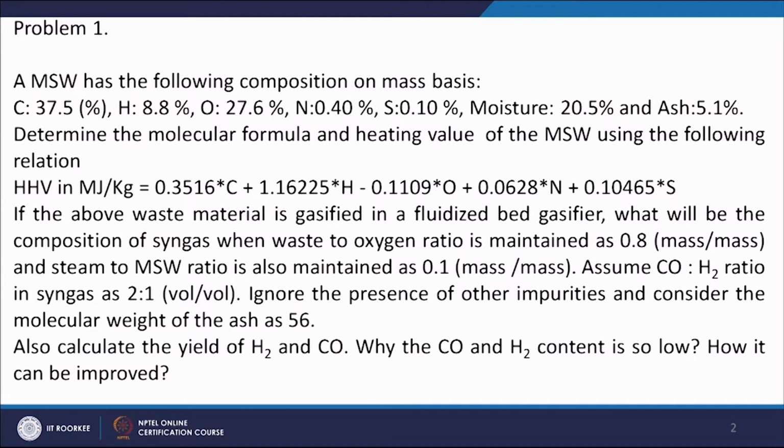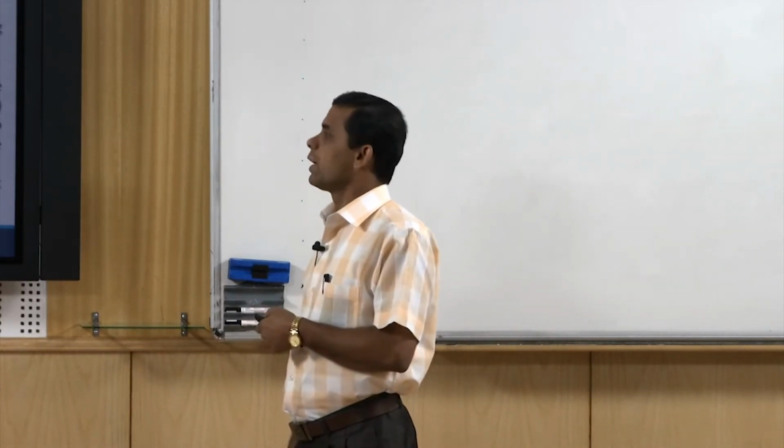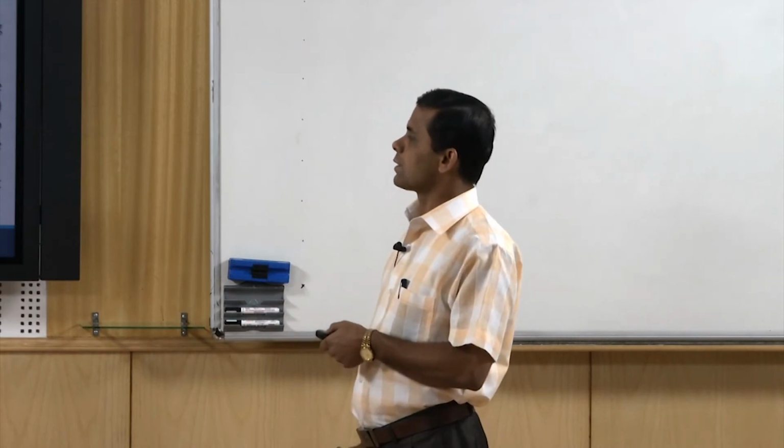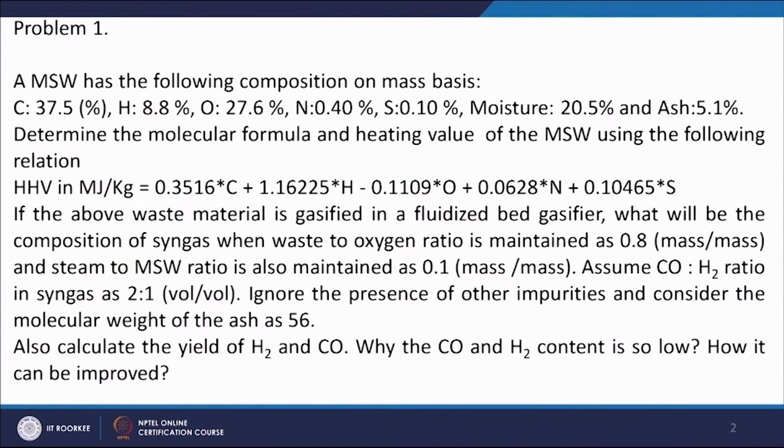in MJ per kg is equal to 0.3516 into C plus 1.16225 into H minus 0.1109 into O plus 0.0628 into N plus 0.10465 into S. If the above waste material is gasified in a fluidized bed gasifier, what will be the composition of syngas when waste to oxygen ratio is maintained at 0.8 mass by mass and steam to MSW ratio is also maintained at 0.1 mass by mass. Assume CO to H2 ratio in syngas as 2:1 volume by volume.